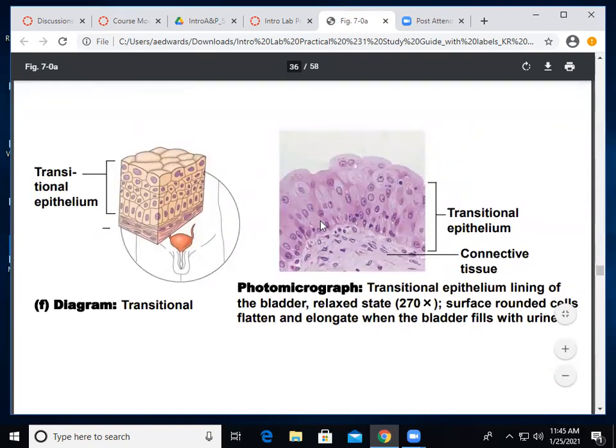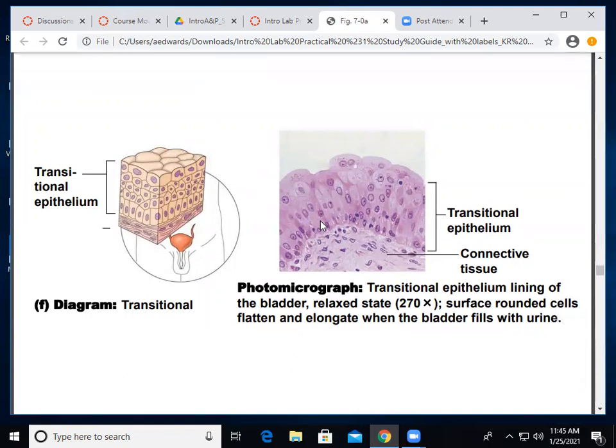So to me, there's not really a great way to say this, but to me, these look sort of like pillows or clouds. So typically what we're going to use, when you see that, this is called transitional epithelia. Using multiple layers.